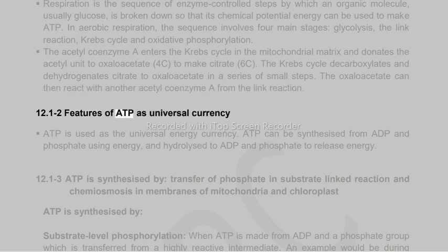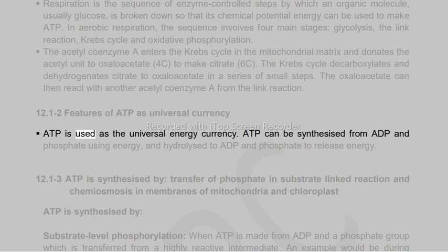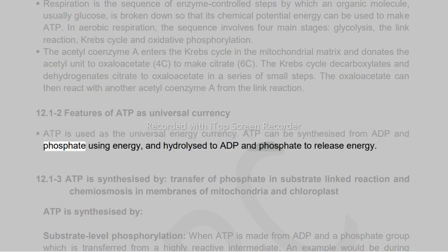12.1.2 Features of ATP as universal currency. ATP is used as the universal energy currency. ATP can be synthesized from ADP and phosphate using energy, and hydrolyzed to ADP and phosphate to release energy.